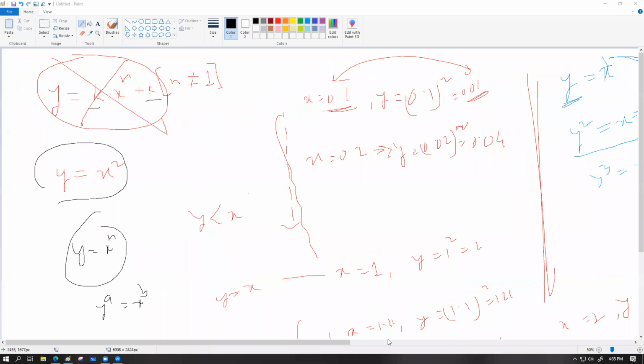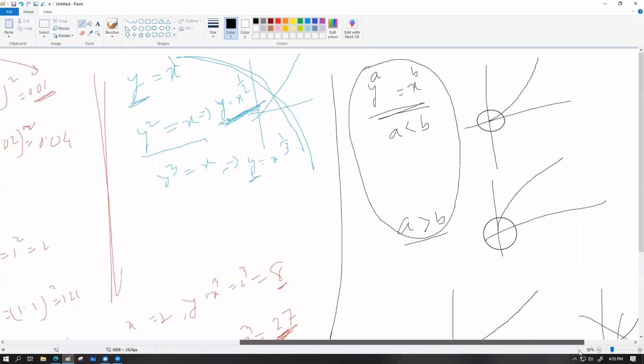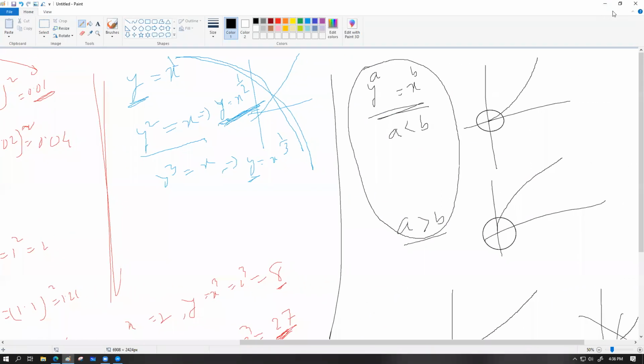Sir, I have 3 questions. What happens if the power of x is less than 1? You cannot effectively say what happens to the graph when the power of x is less than 1. What really matters is the comparison of the power of these two variables.